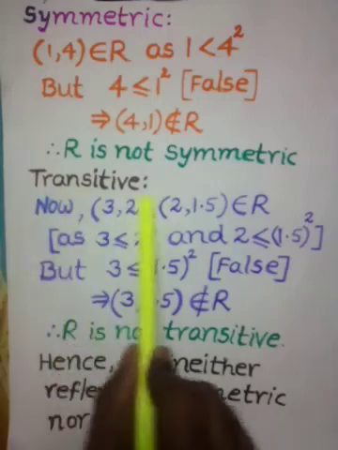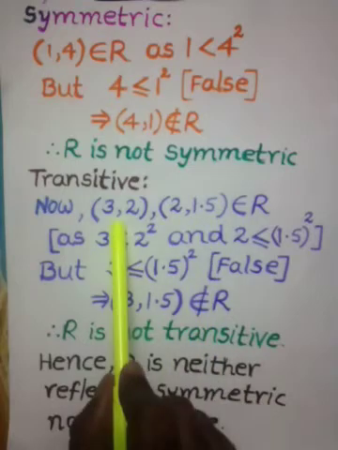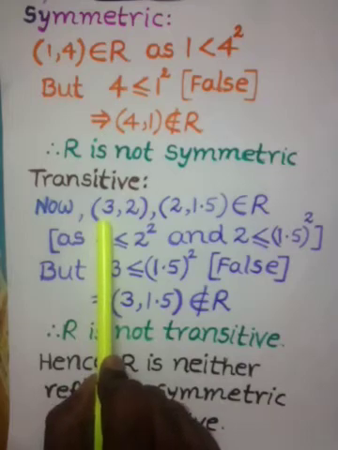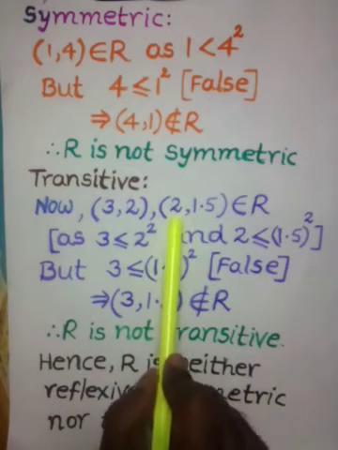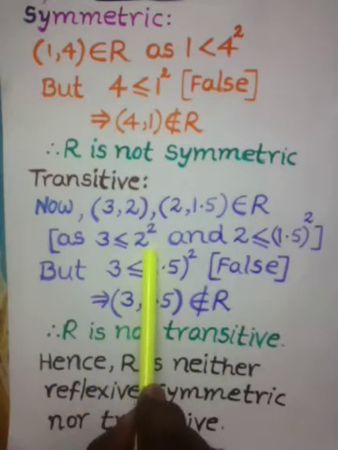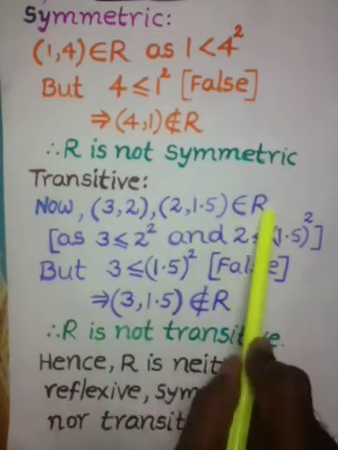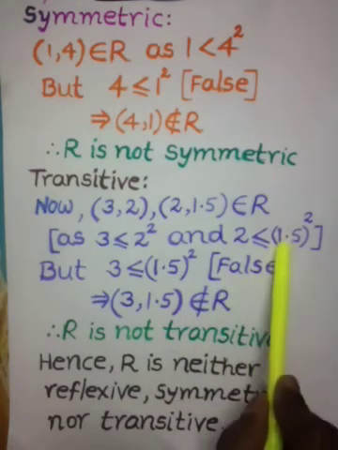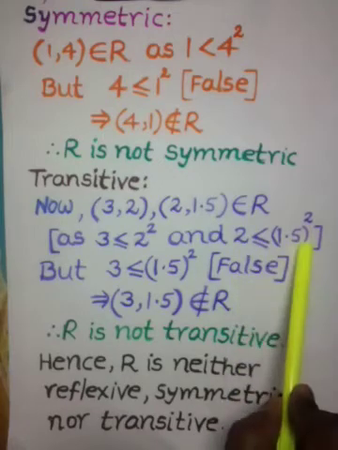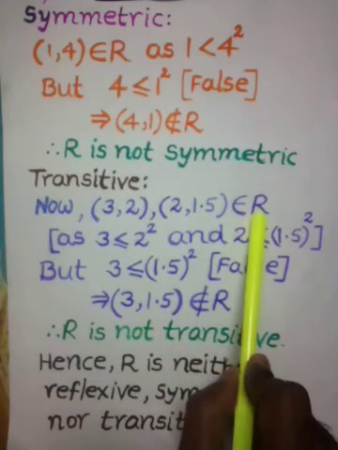Now the next relation is a transitive relation. Now we assume two linked, connected ordered pairs in the relation R. Let us consider the ordered pairs (3, 2) and (2, 1.5). (3, 2) belongs to R because 3 is less than or equal to 2 squared. What is meant by this? 3 is less than or equal to 4, true. Similarly, 2 is less than or equal to 1.5 squared. Is it a false statement or true statement? True statement. Therefore (2, 1.5) belongs to R.